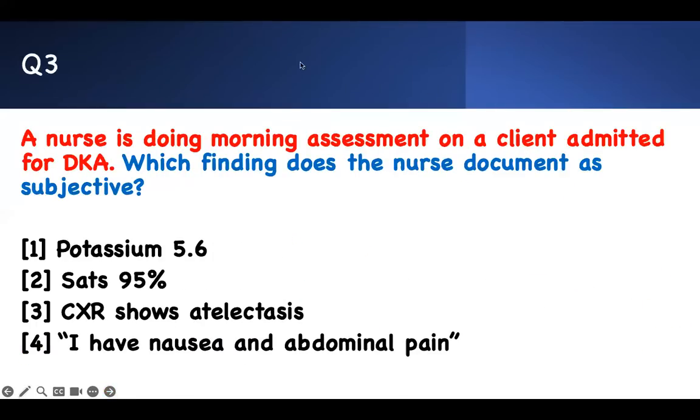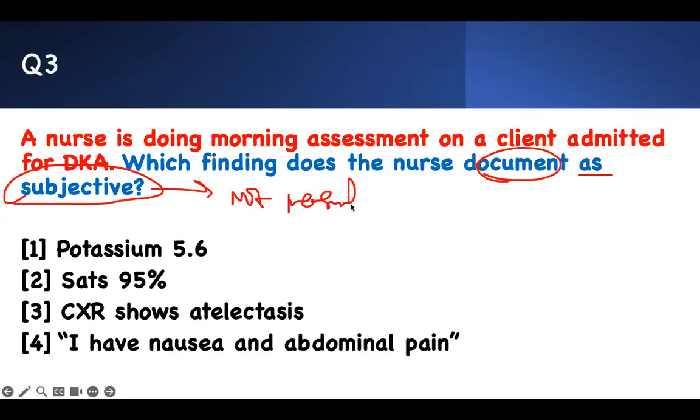Number 3, same strategy. Which finding does the nurse document as subjective? Subjective is what? It's not measurable. That's another word you can use. Or subject: that's the patient telling you that. Objective is measurable. A nurse is doing a morning assessment on a client admitted for DKA. Which of these is subjective?